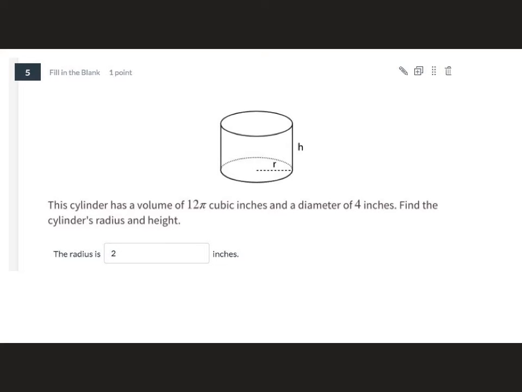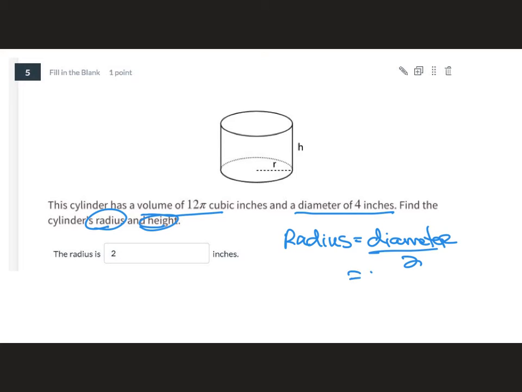All right, moving along. We have a different one. So we have a cylinder. Volume of that cylinder is 12 pi. Diameter is 4. And we're going to be looking for both the radius and the height. So if my diameter is 4, my radius is going to be our diameter divided by 2. So we're going to have 4 divided by 2, which is 2. So notice how my radius is 2.